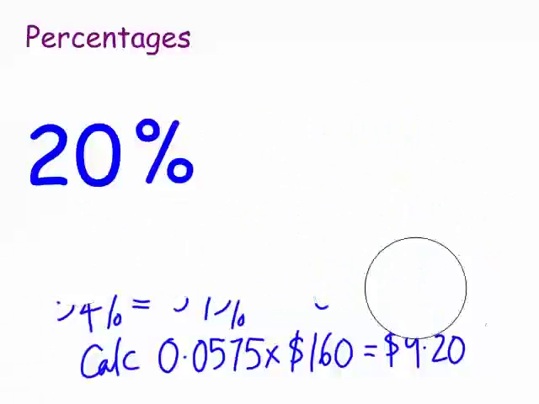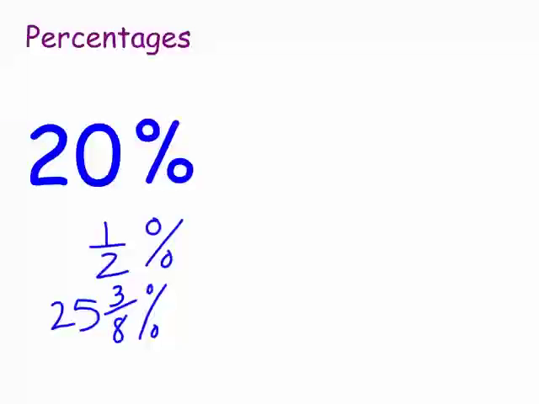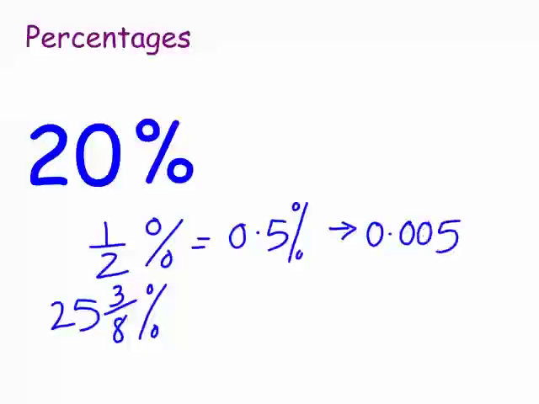Suppose, what is 0.5%, actually? So what is 0.5% as a decimal? And let's have a look at, say, 25 and 3/8% as a decimal. So 0.5% is actually 0.5%, and we hopefully can see that we move the decimal place 2 places to the left. As a decimal, it would be 0.005. So you may need to practice converting some of your percentages to decimals.